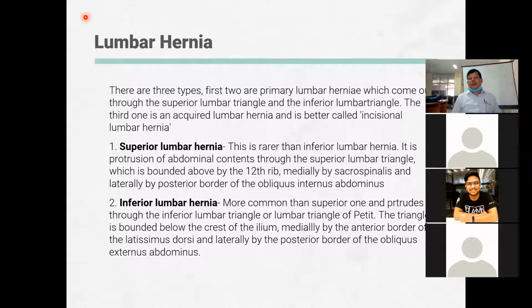So basically, lumbar hernia is primary or acquired. The primary is either superior lumbar hernia or inferior lumbar hernia, and the acquired is most often found as a result of an incisional problem, which is why it is called incisional. So you can say two types, primary and acquired, or as a whole three types: superior lumbar hernia, inferior lumbar hernia, and incisional lumbar hernia.